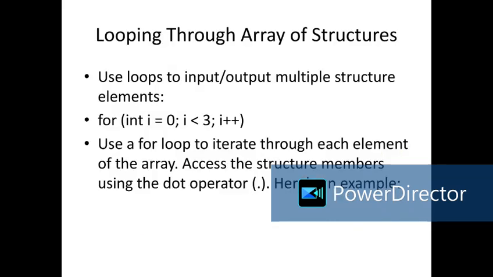Looping through an array of structures. To work with an array of structures, use a loop. For (int i = 0; i < 3; i++), scanf("%d %s %f"). To display, use a for loop, int i = 0; i < 3; i++, then printf("ID: %d, Name: %s, Marks: %f\n").